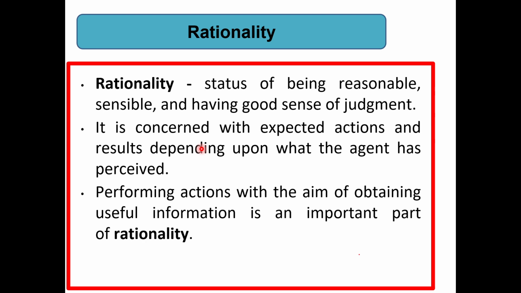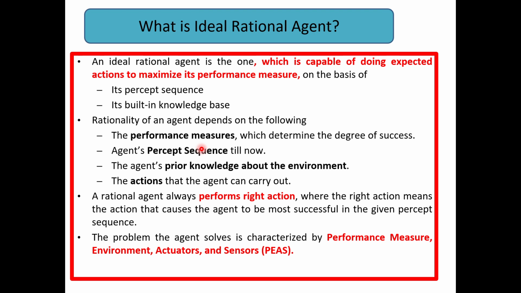Performing action with the aim of obtaining useful information is an important part of rationality. A rational agent is one which is capable of doing expected actions to maximize its performance measures on the basis of perceived experience and built-in knowledge base. It has some prior information about it. Using this, it's going to take the necessary action.